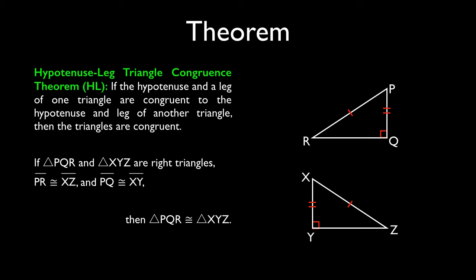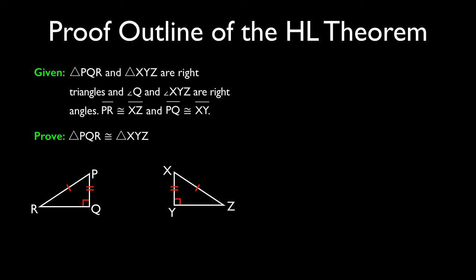Of course, it's a theorem, so we have to prove it. I'm just going to outline this proof for you today. If you're feeling so inclined, you can prove it yourself. Notice that we are given that we have right triangles and that angle Q and angle XYZ are right angles, and the hypotenuses, segment PR and segment XZ, are congruent, and two legs, segment PQ and segment XY, are congruent.